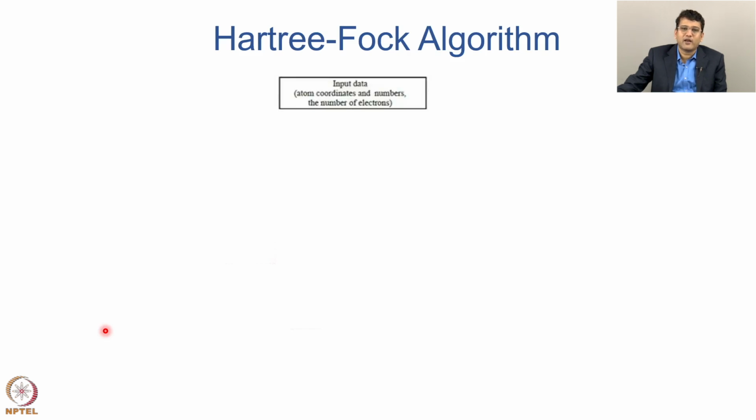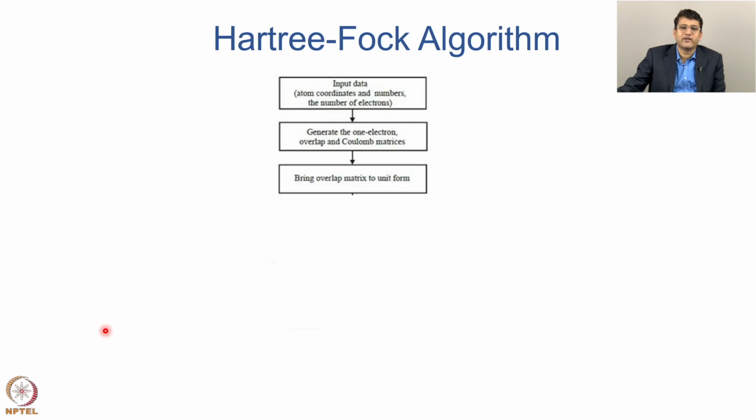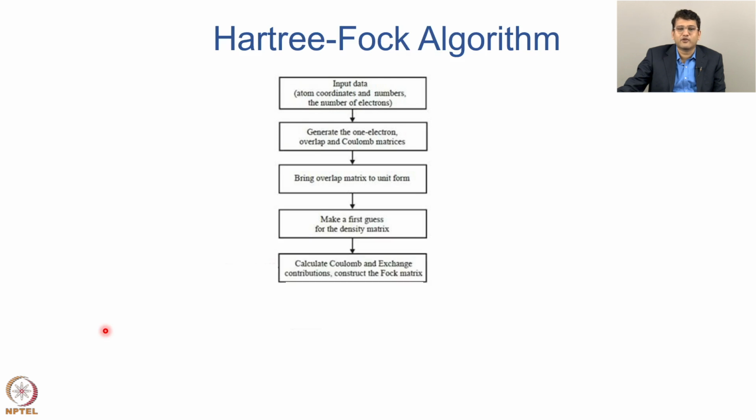Now, if I want to know the Hartree-Fock algorithm, what do I do? First, I give the input data. Remember, to define the Hamiltonian, I need the atomic coordinates, atomic numbers, and the number of electrons, that means charge and multiplicity. With that, I define my Hamiltonian. I will generate the one-electron integrals, overlap and Coulomb matrices. And from the overlap matrix, I will transform to the new basis, which will give me an overlap matrix that is now diagonal. I will make a first guess of the density matrix, and the easiest guess is to put the density matrix to be 0. I will calculate the Coulomb and exchange integrals.